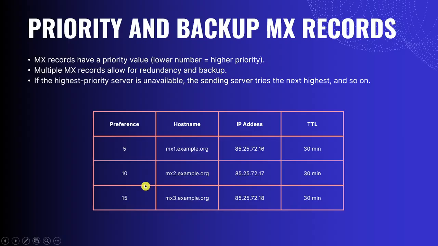And the second one, you can see preference is 10. That means mx1 has higher priority than mx2, and mx1 has higher priority than mx3. Both mx and mx2 have higher priority than mx3. For example, let's say mx1.example.org is unavailable for some reason, then the mail servers try the second record. If those two are unavailable, it will try the third one. So that's how redundancy works at the MX level.